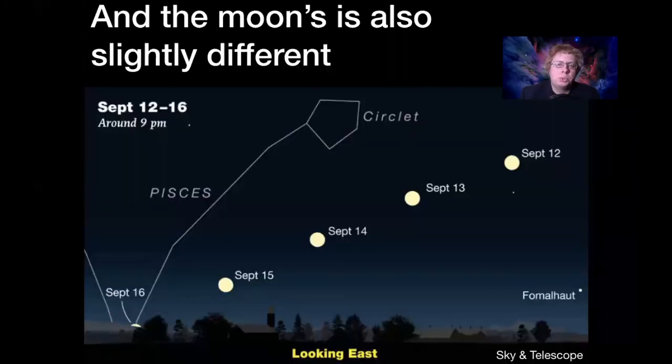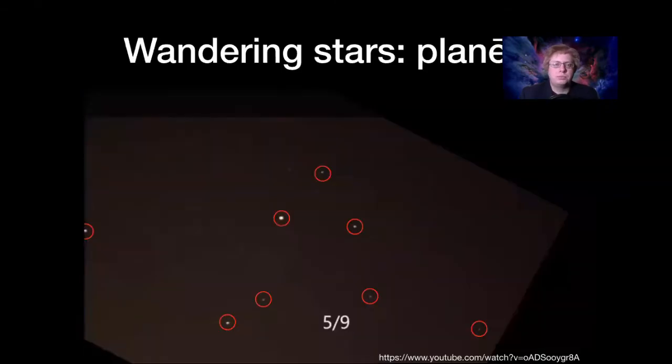The moon's orbit and path through the sky is also slightly different. So the moon seems to move rapidly across the stars. So on September 12th, in this example, it was over here. At the same time, on September 13th, it would be over here, and 14th and 15th, and it would eventually not even have risen yet on the 16th at this particular time from this particular location.